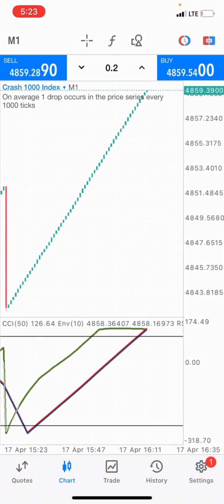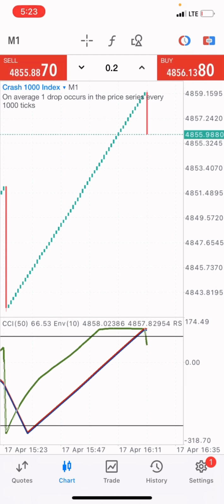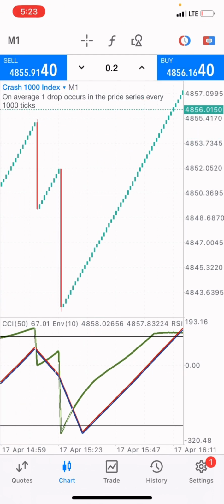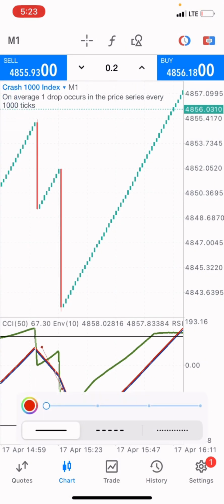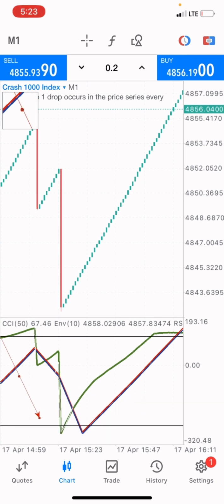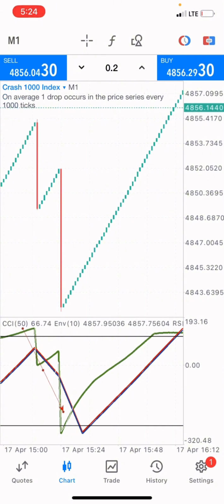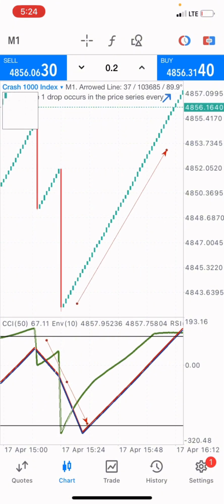Okay, so for the Crash 1000 Index market, we want to be buying when these indicators, the CCI and the envelopes, are at level 15 this time around. We want to see them at level 15. We want to see them cross each other after breaking the level 15 line here. Okay, you want to see them break below level 15 and then go back up from there, crossing each other before you can confidently place a buy.